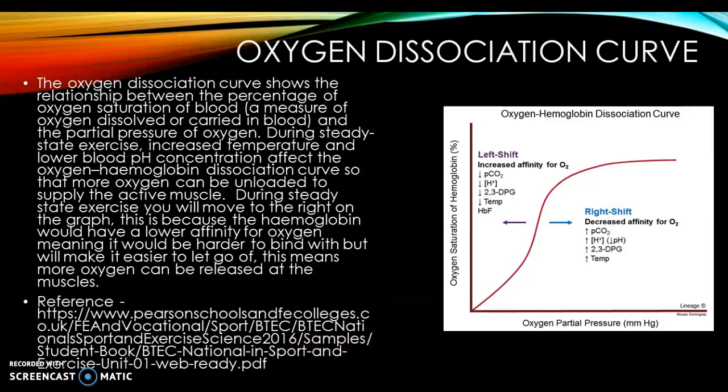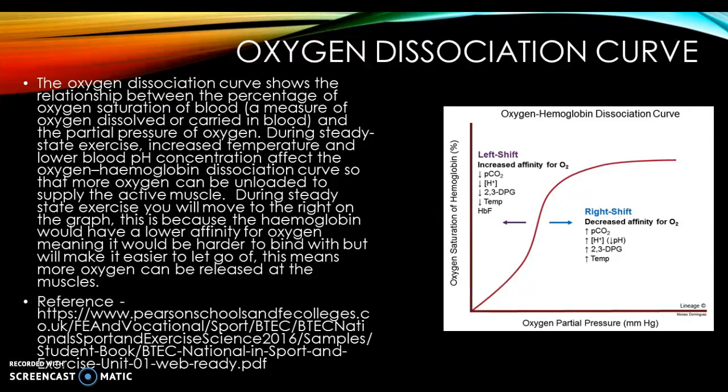Oxygen dissociation curve. The oxygen dissociation curve shows the relationship between the percentage of oxygen saturation of blood, a measure of oxygen dissolved or carried in blood, and the partial pressure of oxygen. During steady state exercise, increased temperature and lower blood pH affect the oxygen hemoglobin dissociation curve, so that more oxygen can be unloaded to supply the active muscles.